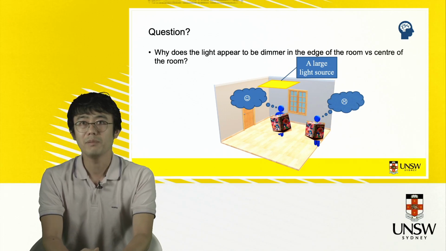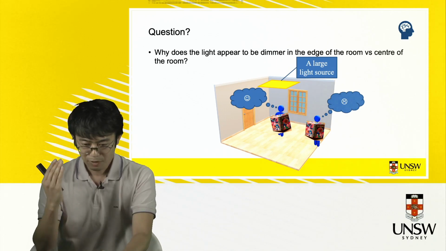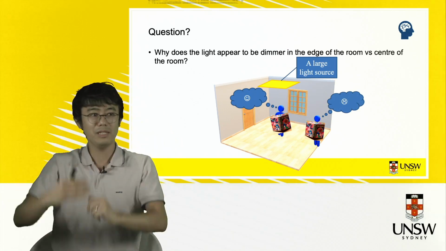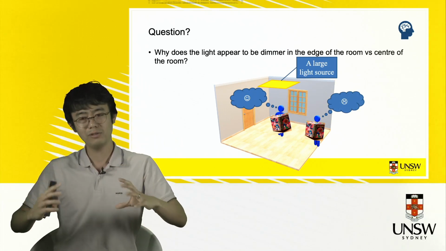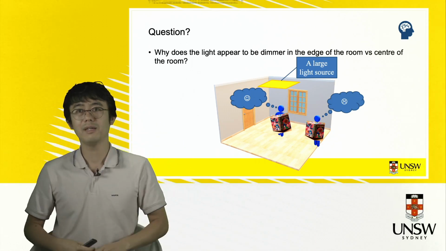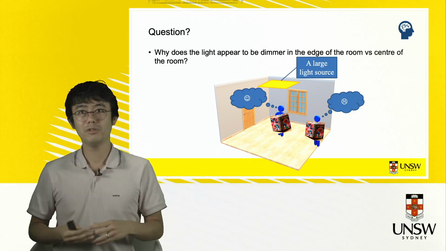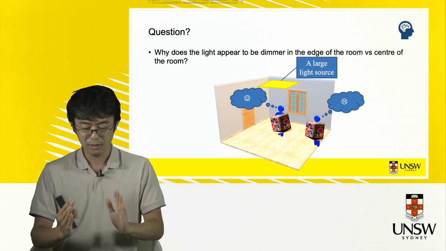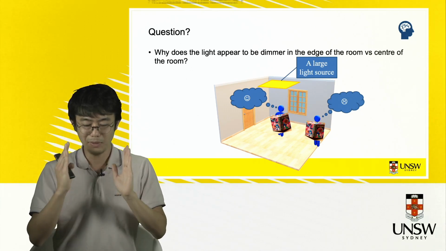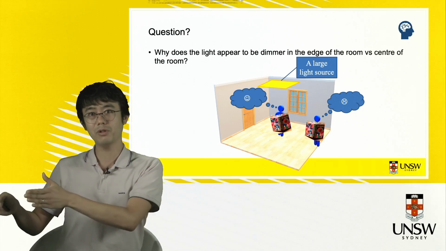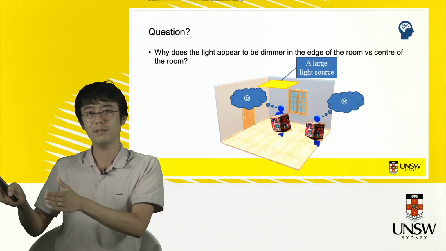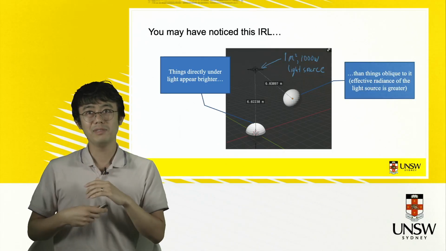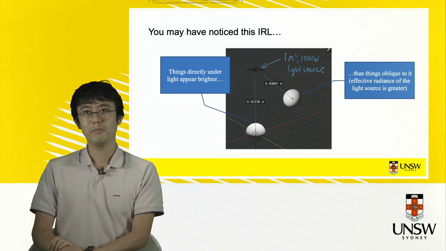So here's another question. If you do have a light source that is flat against the ceiling, it's not really the case for a light source that's like a ball, for instance. If it's a flat light source, you might notice that the illumination, the irradiance, is much better in the middle of the room versus the corner of the room. Why is that? Now, some of you are probably thinking, oh, it's the distance, right? Well, that's part of the story.